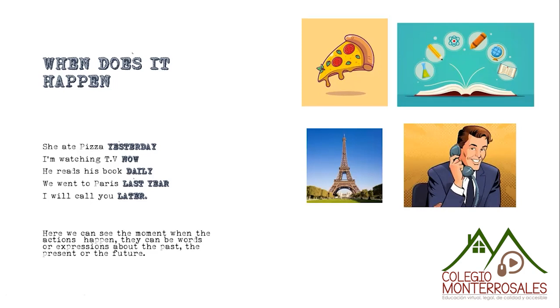For number two, we have I am watching TV now. So when am I watching TV? Now. Okay. For number three, we have he reads his book daily. You know what daily means? Daily means every day. Every day he reads his book.